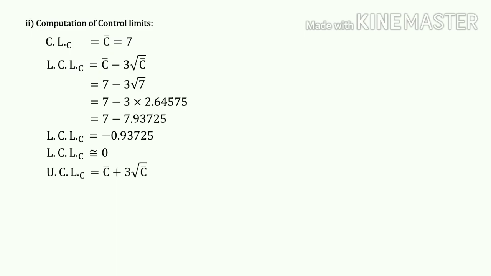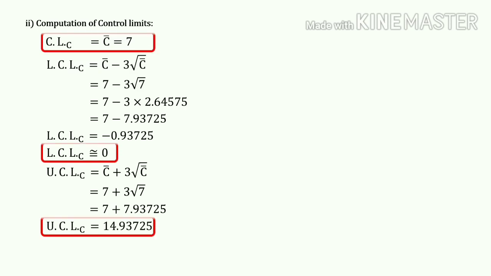The upper control limit for the C chart is C bar plus 3 root C bar. After simplification, we get the upper control limit for the C chart as 14.93725. Now, having obtained these three control limits, we will proceed to the next step, that is, the plotting of the C chart.